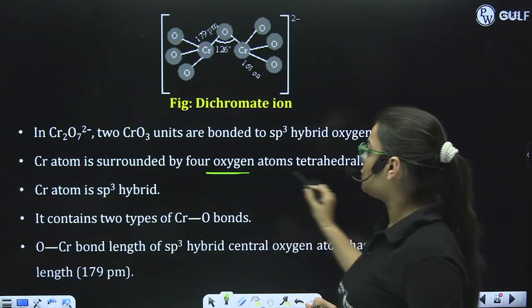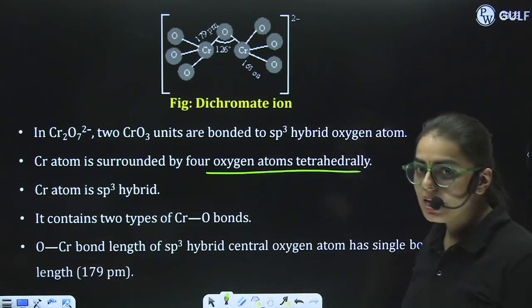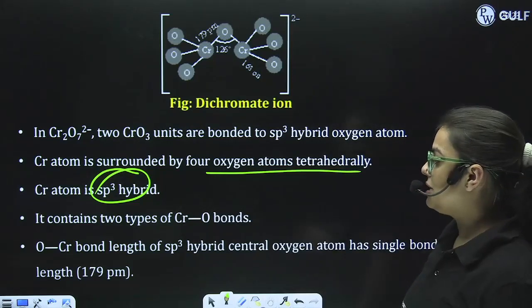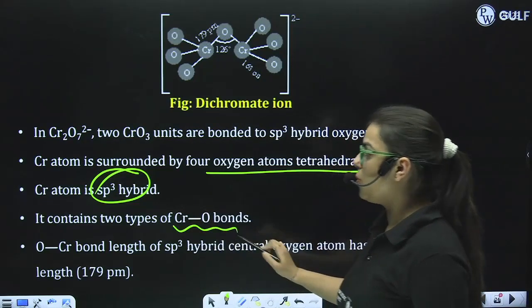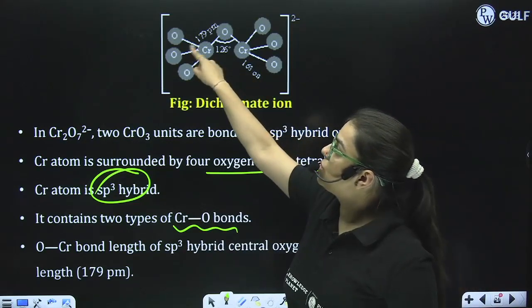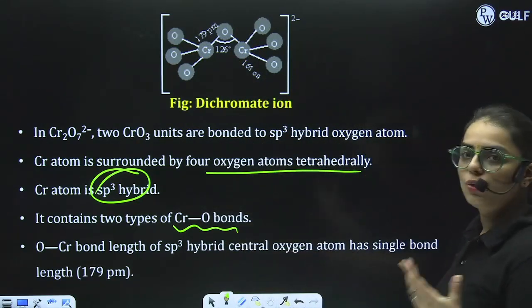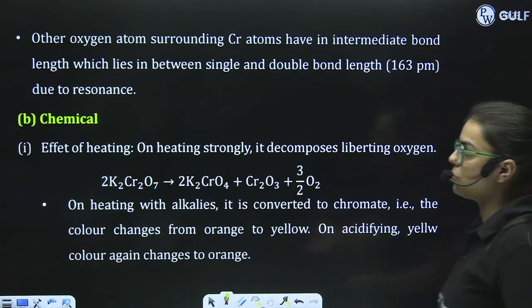Each chromium atom is surrounded by 4 oxygen atoms tetrahedrally, and it exhibits a geometry of sp3 hybridization. It contains 2 types of Cr-O bonds. Next is the Cr-O bond length. They have given you, no need to learn them, but yes, you can read it once, right?